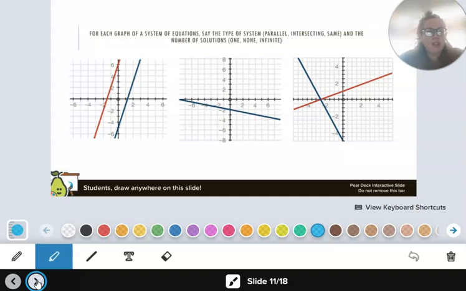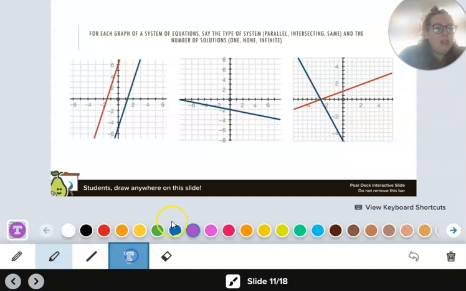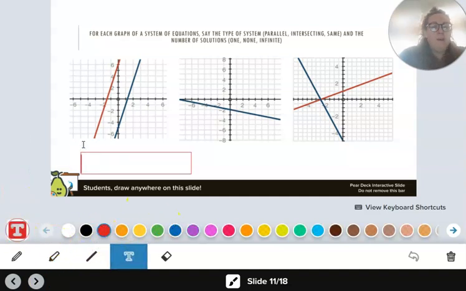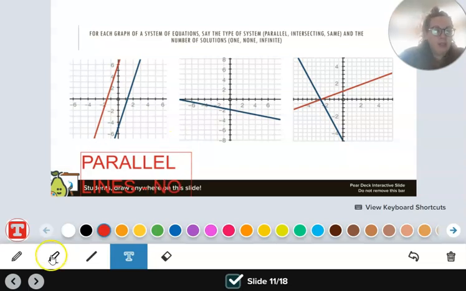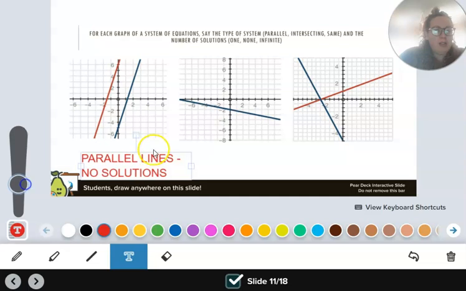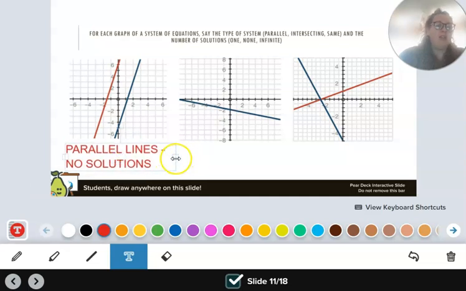So for each graph of system of equations, we're going to say the type of system, parallel, intersecting, or same, and then the number of solutions. So for this first one, we see these are parallel lines with no solutions. I have to make that font a little smaller. There we go. These two lines are parallel and they have no solutions.